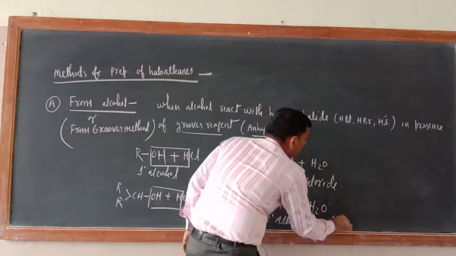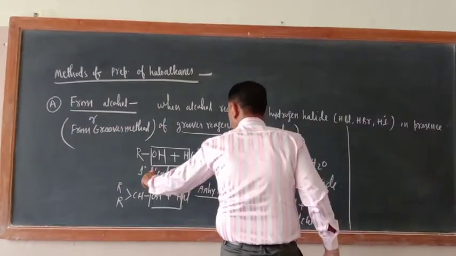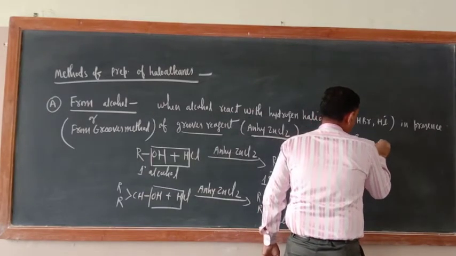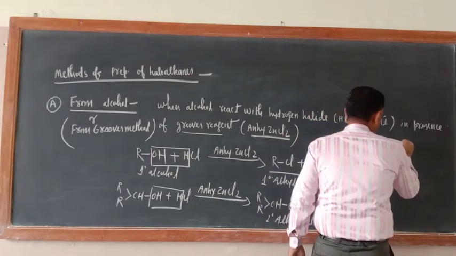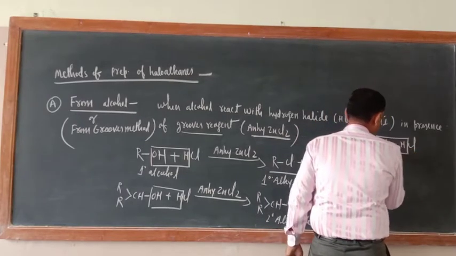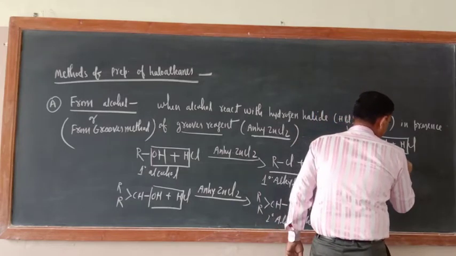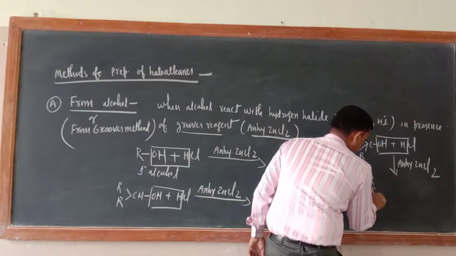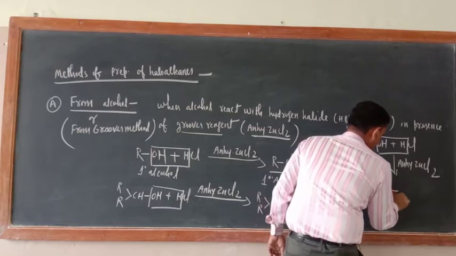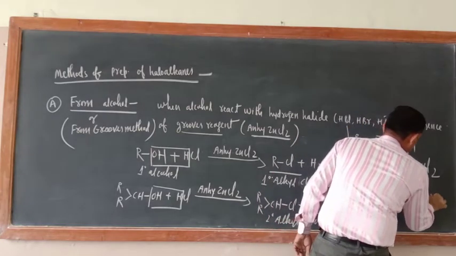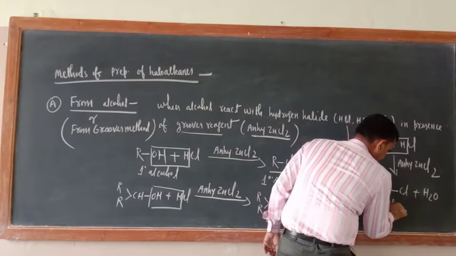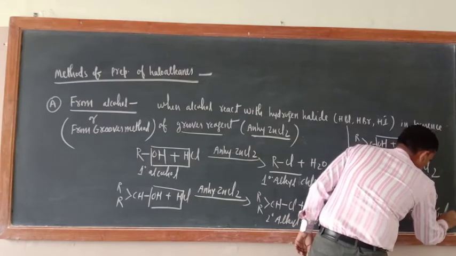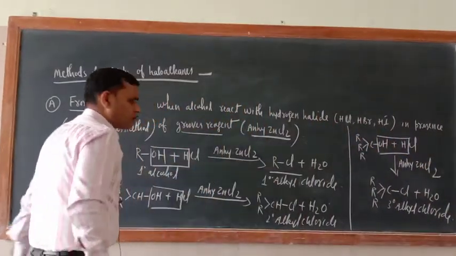In the same way you can make 3 degree also. Just see, for making 3 degree you have to take 3 degree alcohol. R3COH plus HCl, so OH and HCl, with anhydrous ZnCl2. So this is R3CCl plus H2O. This is 3 degree alkyl chloride. So we have got all the 3 by Groove's method.